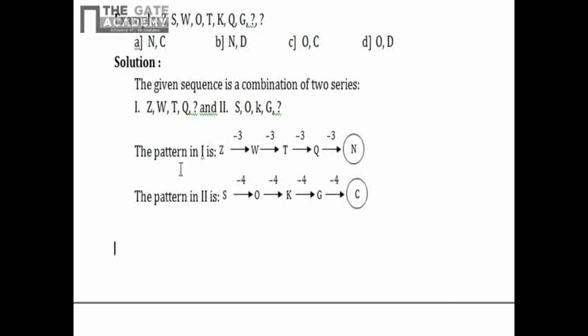If you can see in the first sequence, the pattern is -3, so the letter will be N, and in the second sequence the pattern is -4. S -4 is O, O -4 is K, so the answer is C. So in these two places, in the first place N will come, and in the second place C will come.